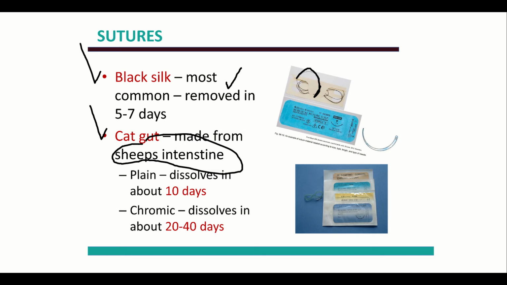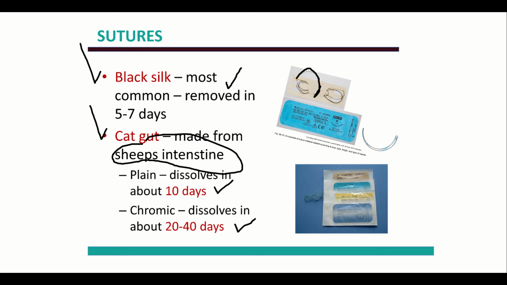There are plain dissolvable or catgut sutures that dissolve in about 10 days, and then there are ones called chromic sutures that dissolve in about 20 to 40 days. Again, it's the doctor's discretion or determination what they want to use.